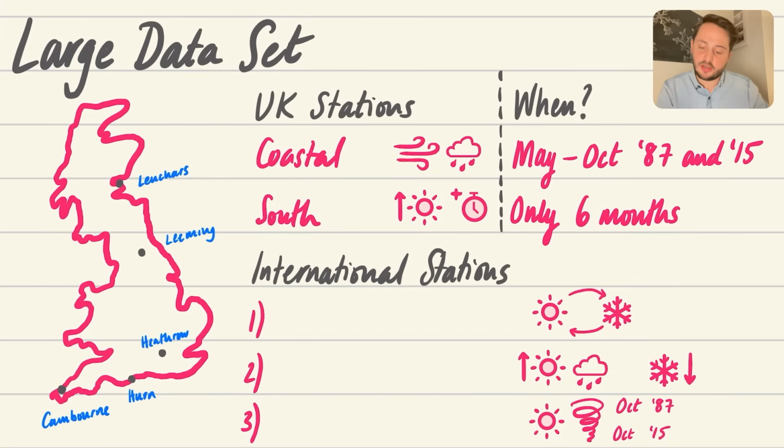So when is this large data set being recorded for? Well, it's for just 6 months, between May and October, in 1987 and 2015. So you need to make sure that you know that. It's a bit of a disadvantage to only have 6 months. You're never going to get a whole picture of the year here.